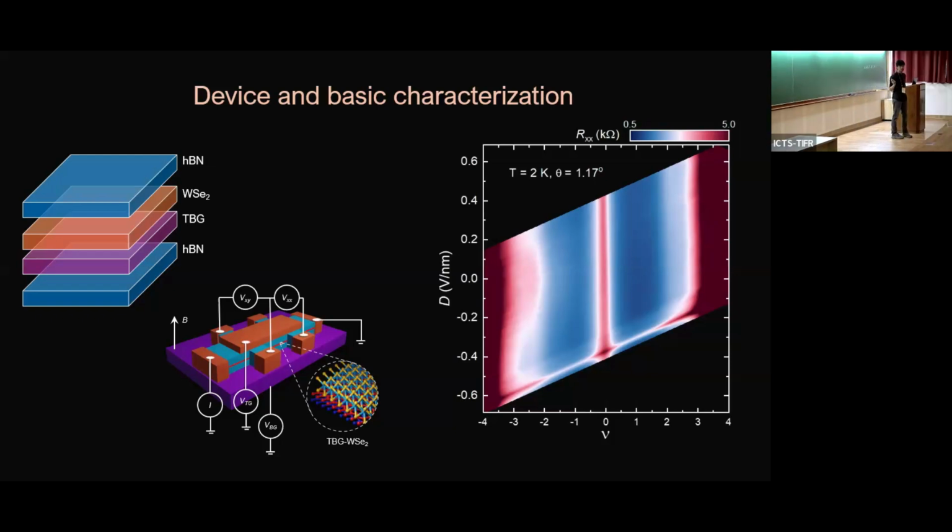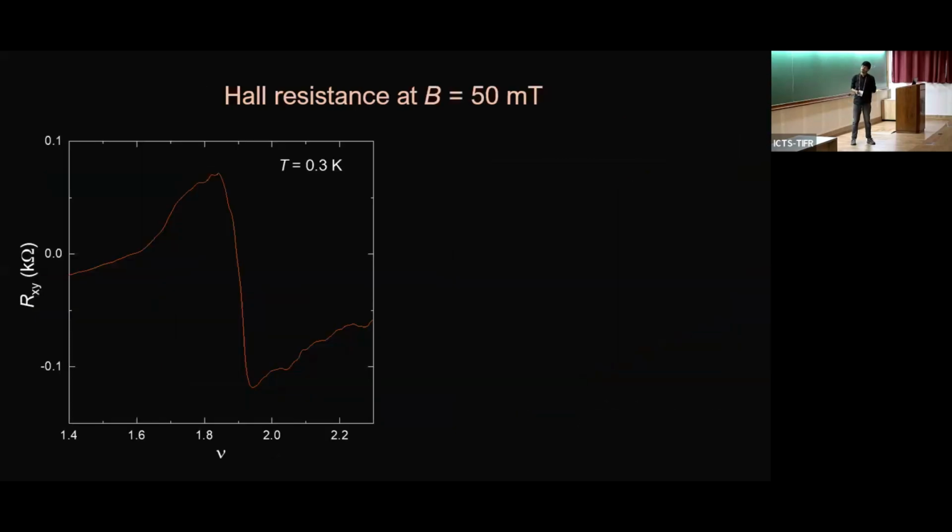Now I'm going to decrease the temperature to 300 millikelvin and measure Hall resistance in the presence of a small magnetic field. When we do that, we see a finite Hall response. Here I'm changing the density from left to right. That means we go from low density to high density.